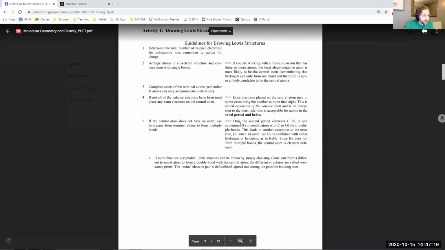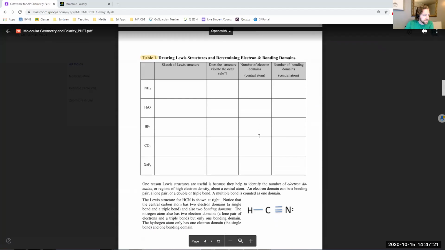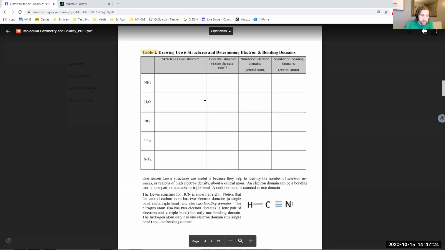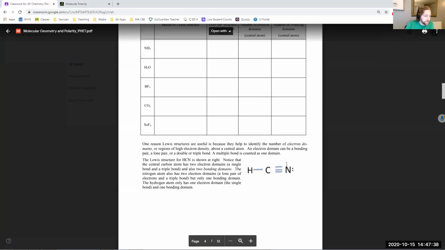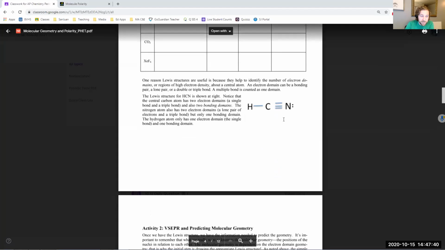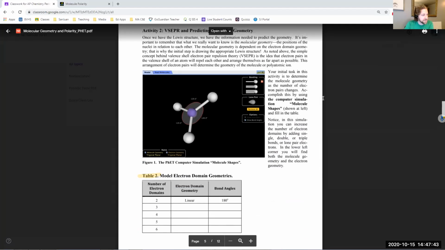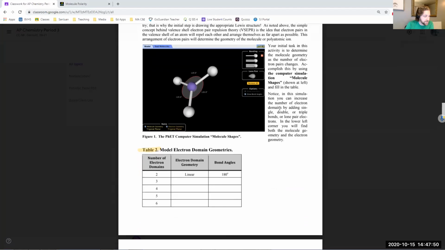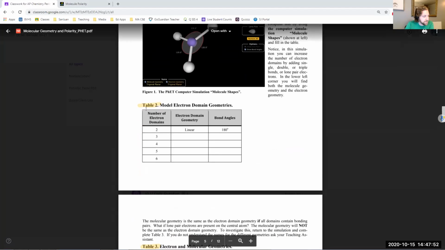This is an activity I've done pretty much every year I've taught AP Chem, so it's great. Sketching the Lewis structure. If this is not enough space, just do it on a separate piece of paper. I think it'd be easier if you're doing it on a separate sheet of paper, so you don't have to try and fit everything in here. Just label which section you're working on. Table 1, draw this table. And then here's an explanation. More explanation. This asks you to hop on and use the simulation for the molecule shapes, which is a link on the classroom section. Again, use that to fill out this table.